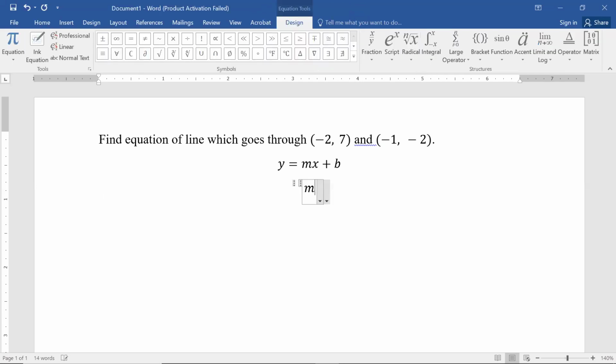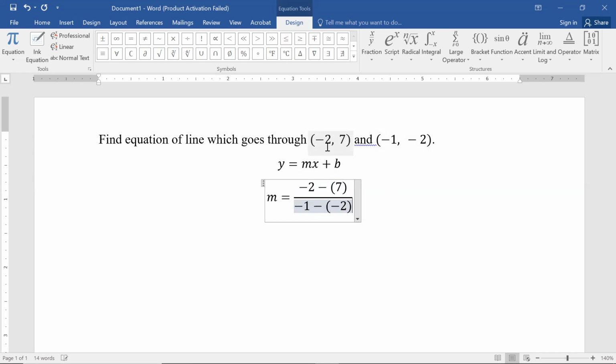And I use the slope formula to find the slope. Change in y. So I take the y value of my second point, that's -2, and I subtract the y value of my first point, that's 7. So -2 minus 7. That goes in the numerator. In the denominator, the x value of my second point is -1. And then I subtract the x value of my first point.